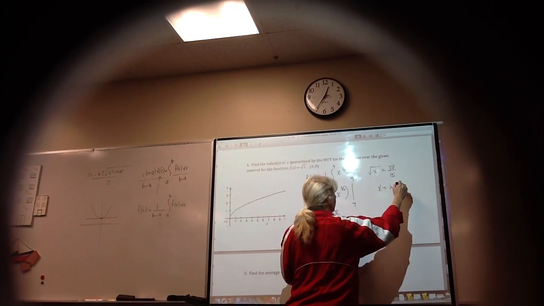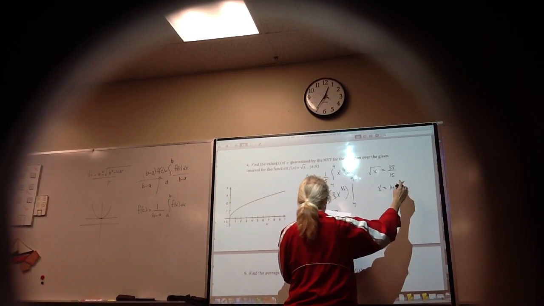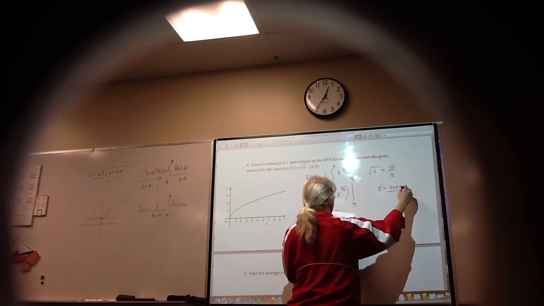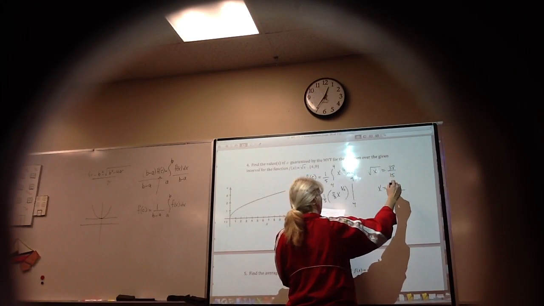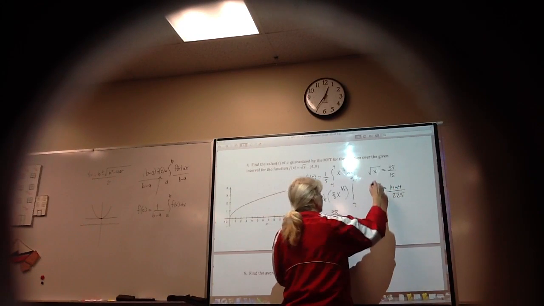1,444 over 225. Should be over 9. Wait, 15 squared, oh sorry. I think it can reduce. No, it can't. Okay, say it again. 1,444 over 225. Yeah.